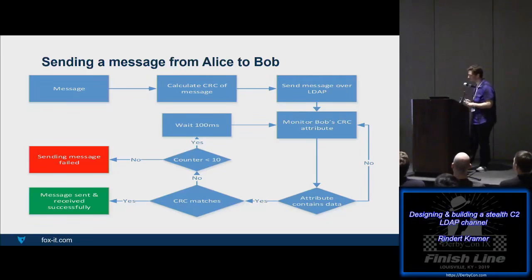After she sends it to Bob, she will monitor Bob's CRC attribute to see if it contains data. If it contains data, Alice will verify if the data in the attribute matches the CRC that she calculated herself. If that's a match, then the message has been sent and received correctly. If it's not a match, she will increase a counter, and she will wait up to 1 second in 100 millisecond intervals for Bob to receive the message correctly.